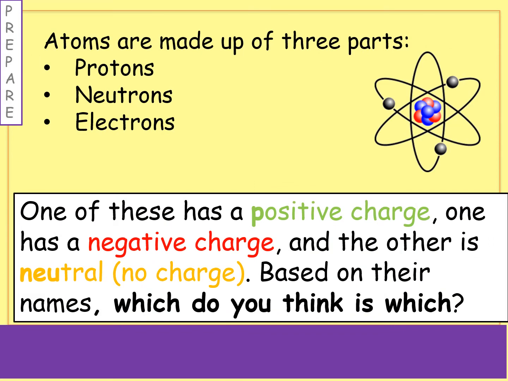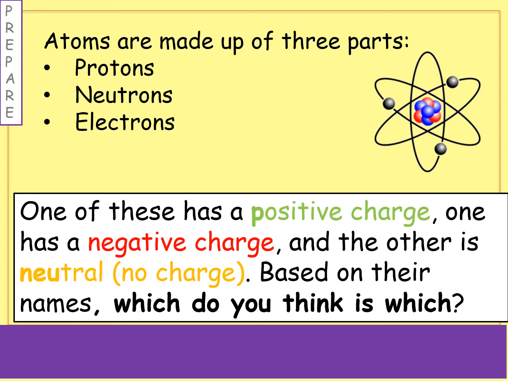Atoms are made up of 3 different parts. We call these parts subatomic particles. So they're smaller than atoms, and they're particles themselves. There are protons, neutrons, and electrons. You might have heard these words before, you might even know a little bit about them.